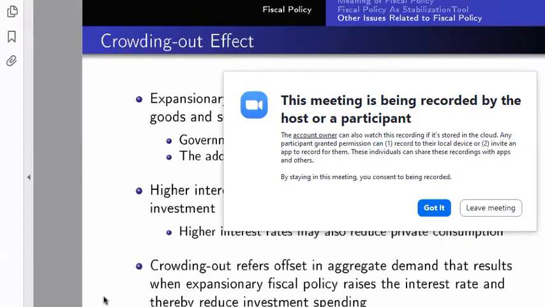And one channel through which private consumption can be reduced is you opting to save more of your money, so that you can take advantage of the increase in interest rates. All right. So if income is supposed to be either consumed or saved and you are saving more, you are reducing your what? Consumption. So crowding out simply refers to an offset or a reduction in aggregate demand that results from an expansionary fiscal policy.